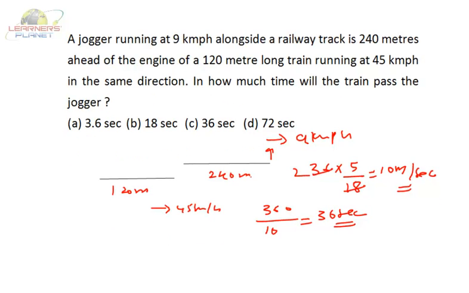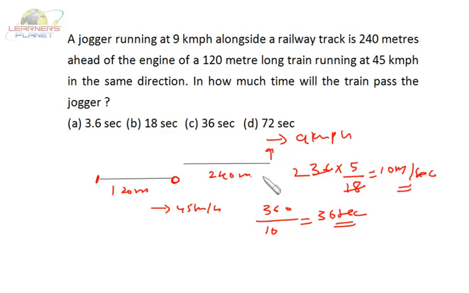Friends, there are two types of cases. One is this case, where this person is 240 meters ahead of the engine. So the engine is here, and now this train is crossing this person. That means the last part, the ending part of this train, must cross this person.